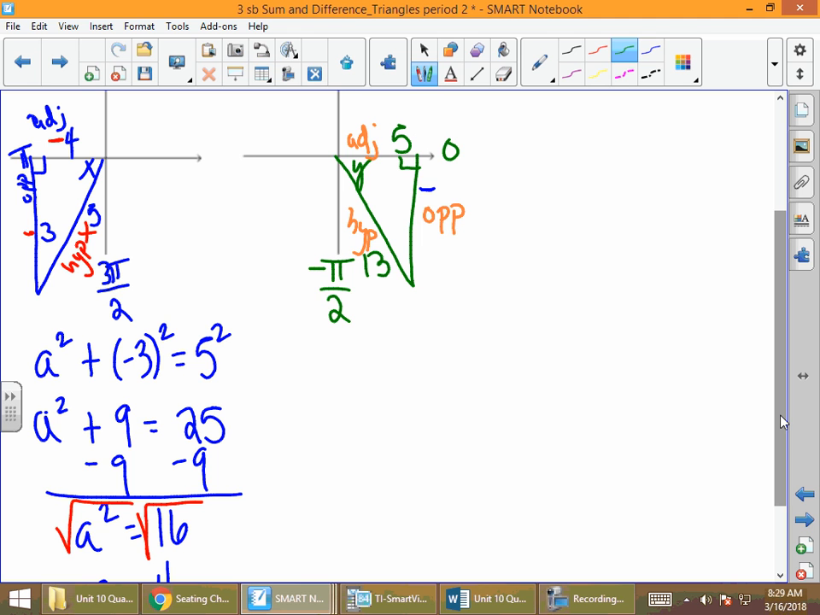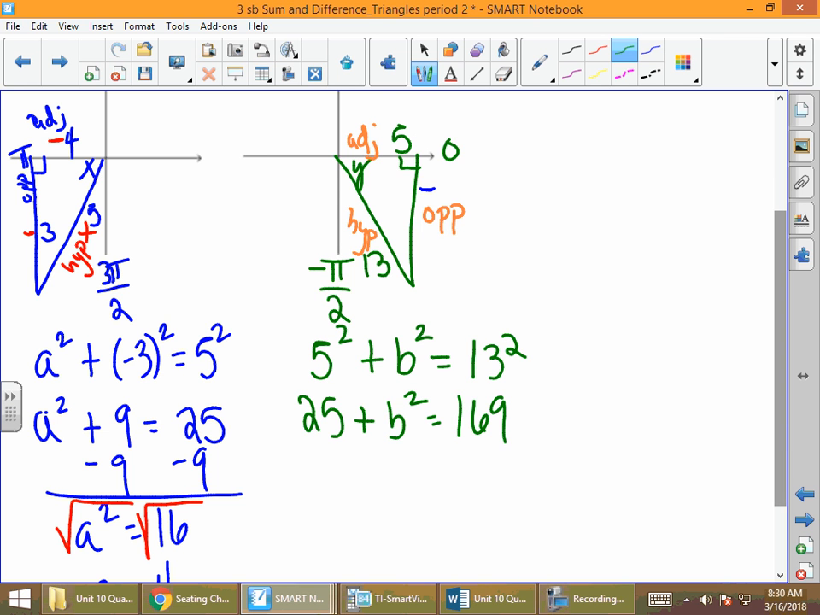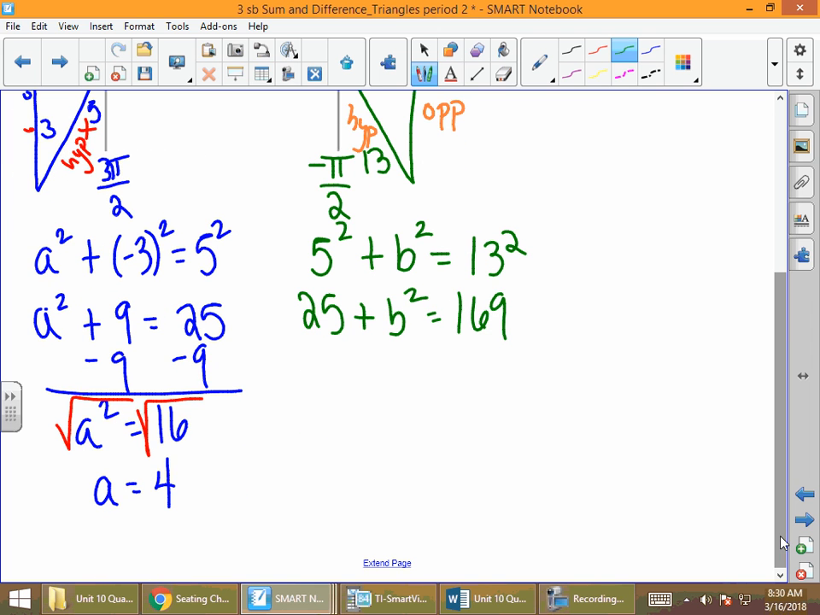And once again, there may be a few of you who are familiar with this particular special right triangle as well. Pythagorean triple. And this is 5 squared plus b squared equals 13 squared if you don't know it ahead of time. So 25 plus b squared equals 169. Subtract 25 from both sides. And we get b squared equals 144.